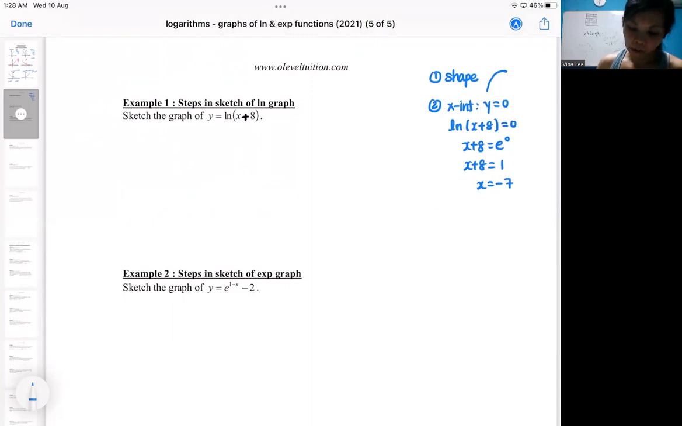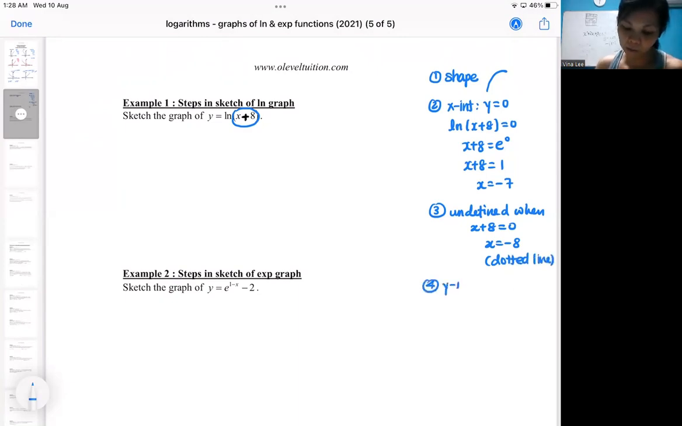Okay. So I also need to check the dotted line. So remember the dotted line is the part where this is undefined. So you'll be undefined when x plus 8 is equal to 0. So actually this is the dotted line. And also I might need to check whether there is a y-intercept or not. So when I put in x equal to 0, I do get a value. That means later on, I'm expecting that it will cut at the y-axis.